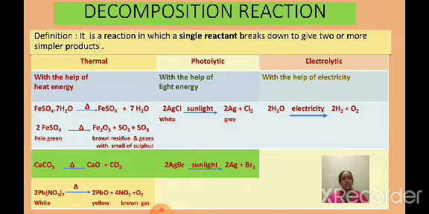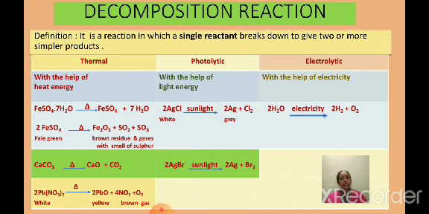Next, we shall see two examples given under photolytic decomposition reaction. Silver chloride, when exposed to sunlight, changes its color. It changes its color to grey. It is due to the formation of silver. So we write the equation as 2AgCl gives 2Ag plus Cl2. Another example given is decomposition of silver bromide to silver and bromine. We write the equation as 2AgBr gives 2Ag plus Br2.